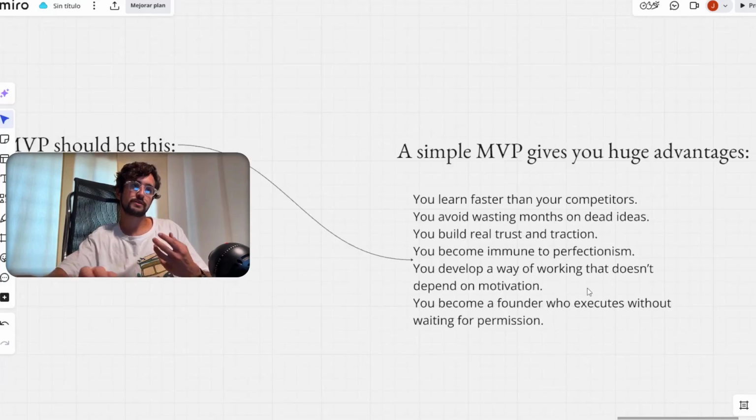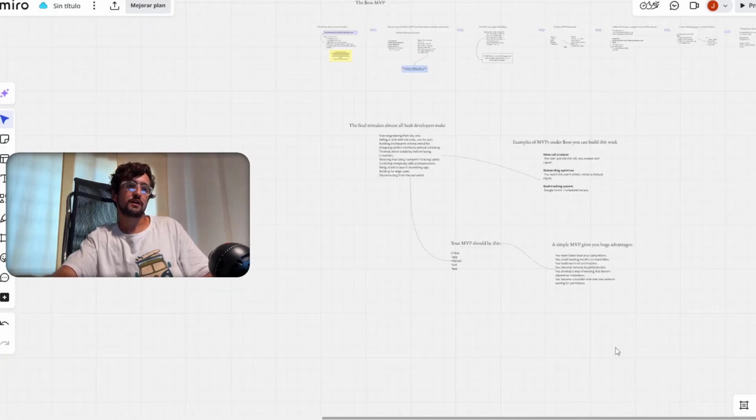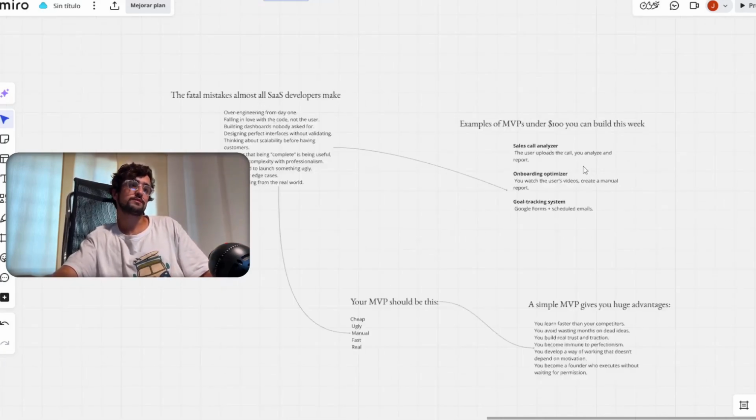Because if you keep it simple, you learn faster than your competitors. You avoid wasting money. You build real trust. You become immune to perfectionism. You develop a way of working that doesn't depend on motivation, and you become a founder who executes without waiting for permission. So I will also give you some MVP examples that you can build in under a week, maybe a week and a half, with less than $100.